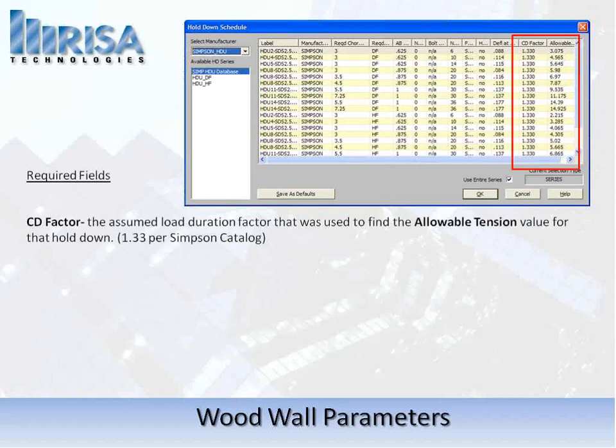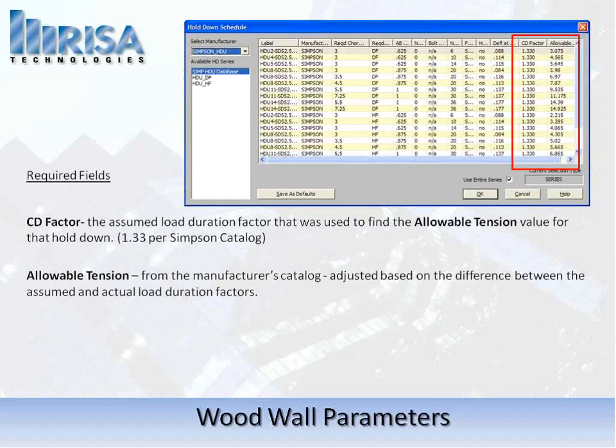So the next piece of information here on this hold down is the CD, or the duration factor. This is assumed to be the duration factor for the allowable tension value that we have. And if we always see here in the Simpson catalogs, they're always increasing it by 1/3. So 1.33 is going to be your Simpson catalog value for the duration factor. The allowable tension here is the last column, and that's from the manufacturer's catalog as well.